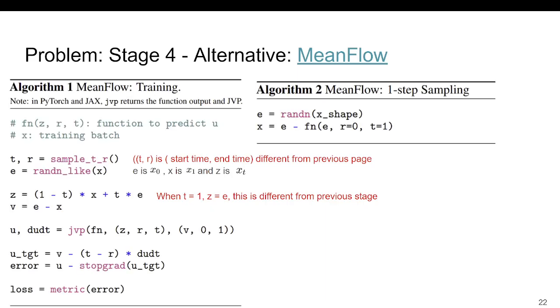The last slide shows the pseudocode for mean flow. Note that some variable names differ from those in our slides, so please be careful.